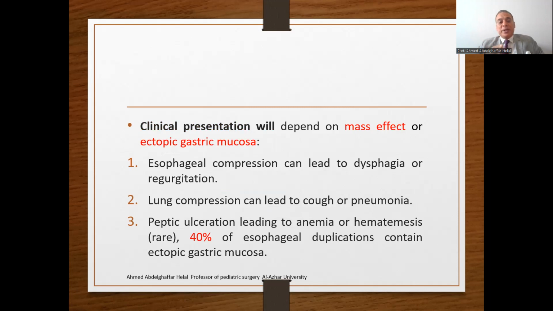Esophageal compression may present with dysphagia or regurgitation. Lung compression can present with recurrent cough or pneumonia. Peptic ulcer leading to anemia and hematemesis is very rare. About 40% of esophageal duplications contain ectopic gastric mucosa. Very important. This ectopic mucosa is a source of many problems related to ulceration of the surrounding mucosa. Surrounding healthy mucosa will become ulcerated by the effect of the gastric mucosa secreting HCl.